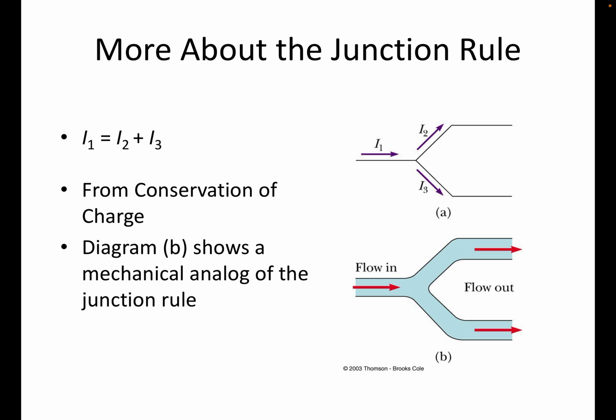The junction rule is a direct statement of the conservation of charge. In this diagram, the current I1 flowing in must equal the sum of currents I2 and I3 flowing out.